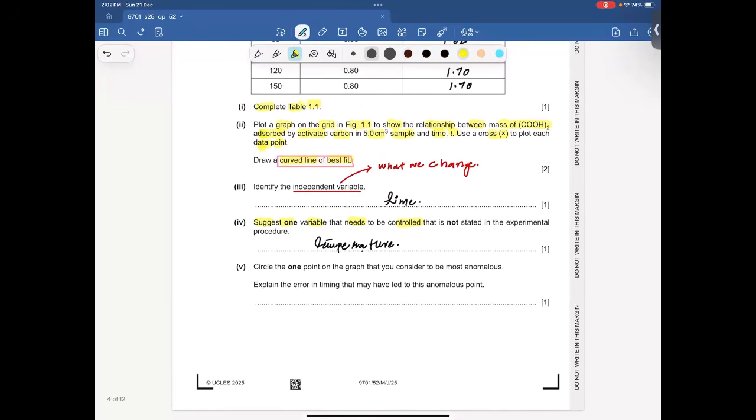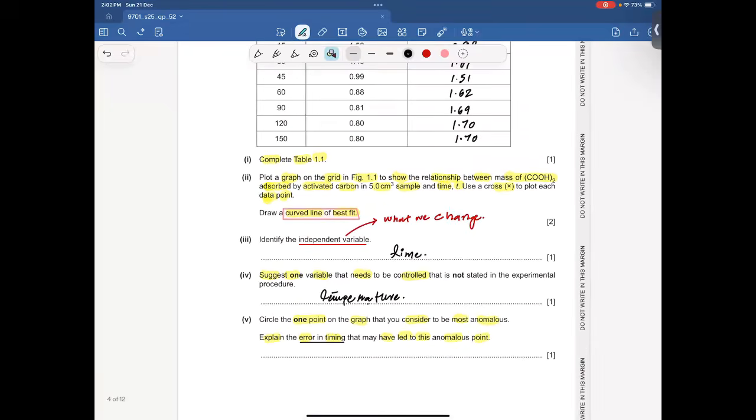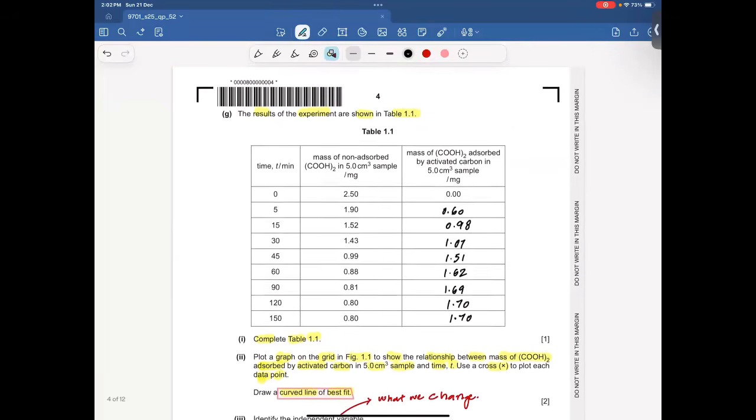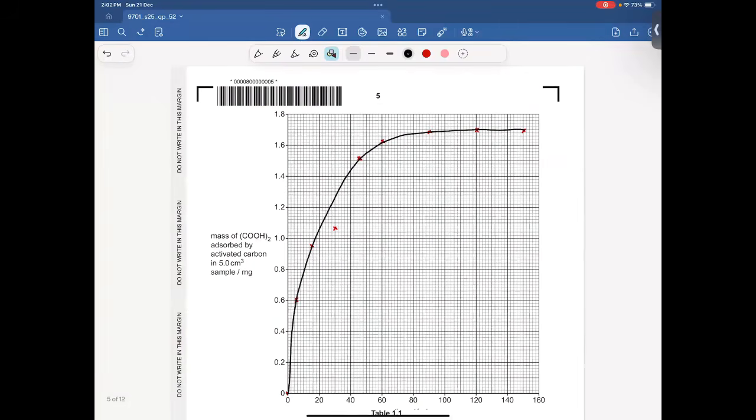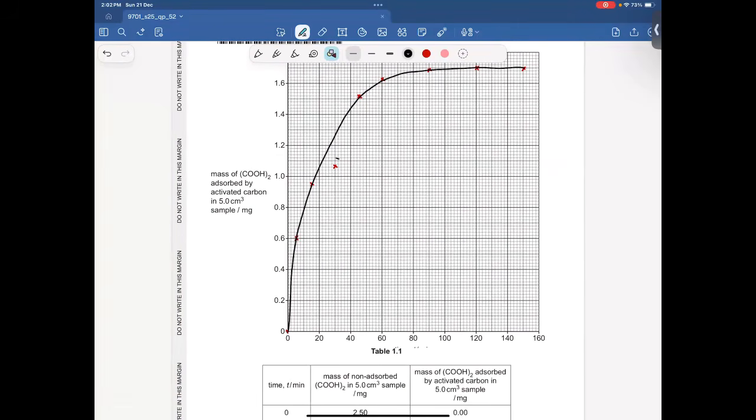Circle one point on the graph that you consider to be the most anomalous. Explain the error in the timing that has led to this anomalous point. Okay. Error in the timing. The anomalous point is basically at 30. So that is the most anomalous point. Okay.